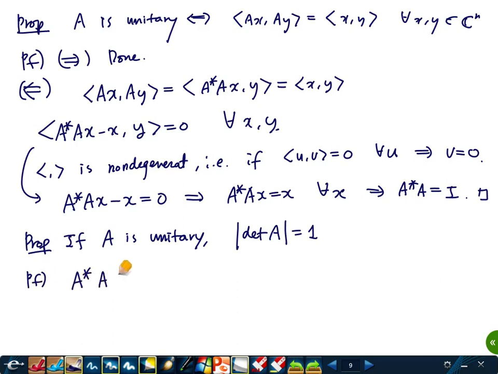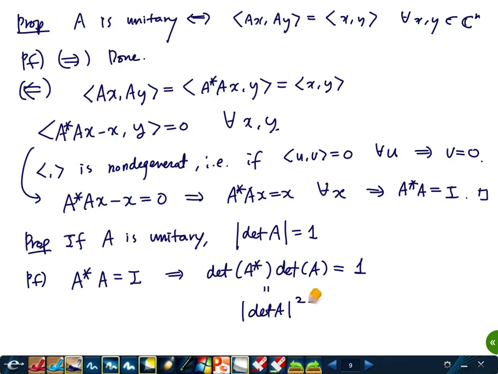A star A equals identity. We can take the determinant of both sides. But determinant is multiplicative, so we can split it like that. The determinant of identity is 1. But of course, this is determinant A squared. But we took already the absolute value, which must be positive, so we get this. That's it. So a unitary matrix always has the absolute value of the determinant equal to 1.